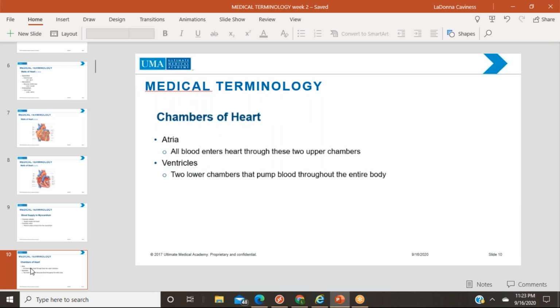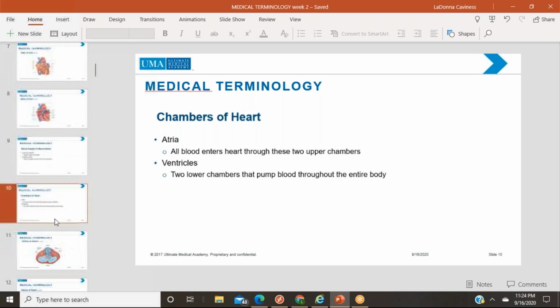Chambers of the heart consist of the atria. All blood enters the heart through these two upper chambers. The ventricles are the two lower chambers that pump blood throughout the entire body.